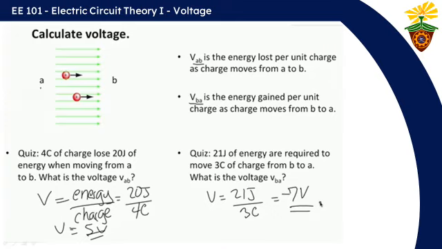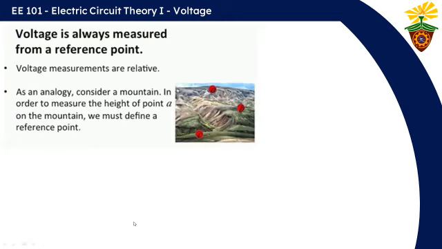A negative voltage actually means that we gain energy. A positive voltage means that we have lost energy. So when the charge moved from A to B, it lost energy. We're moving with the electric field lines and we get positive 5 volts. Then when we move from B to A, we gain energy going against the electric field lines, and we get a negative sign, negative 7 volts.